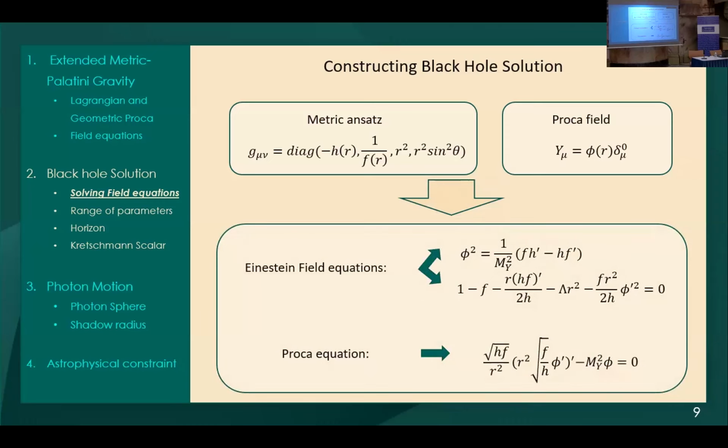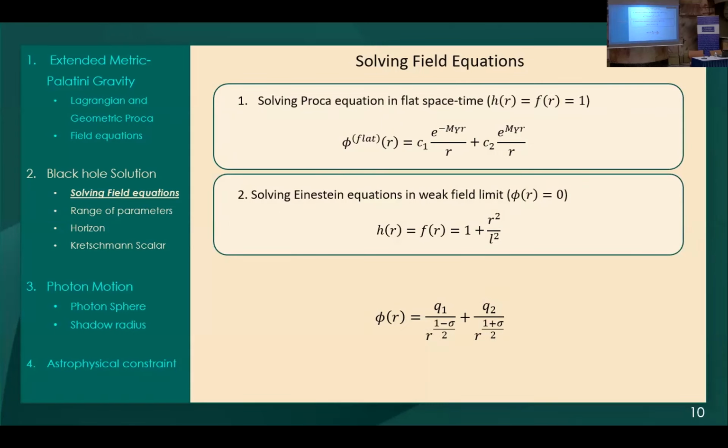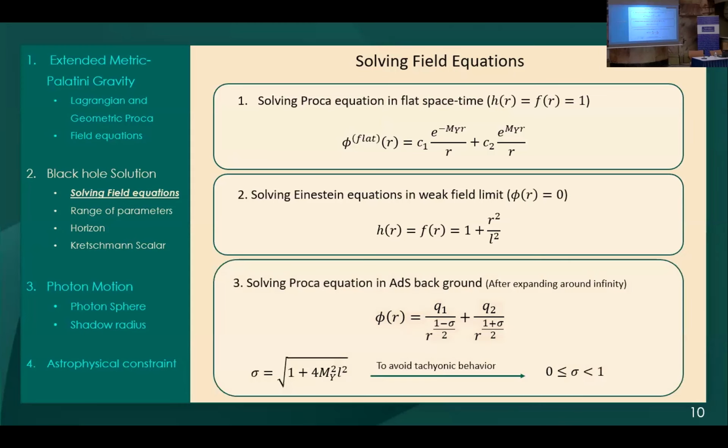Then we get the Einstein field equations, and to solve these equations, first, if we consider flat spacetime, we get this solution for the Proca field, and we see that we cannot get a finite Proca field at large r or small r. But when we add a cosmological constant to our system, or when we go to the AdS background, then the solution for the Proca field gets this form, which doesn't have the problem that we had here. Q1 and Q2 are constants here, and sigma is a parameter related to the mass of the Proca field. And to avoid some tachyonic behavior, we limit it between 0 and 1.